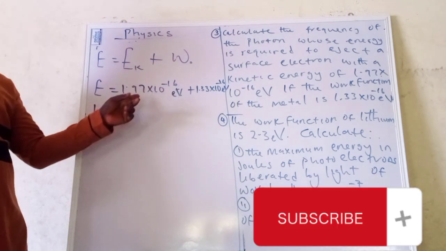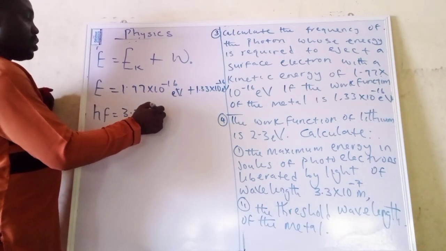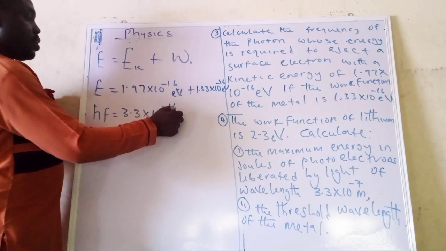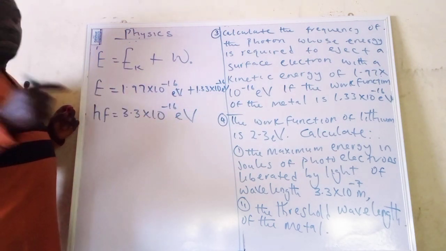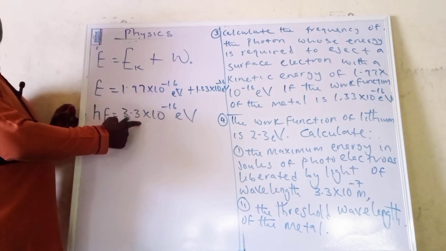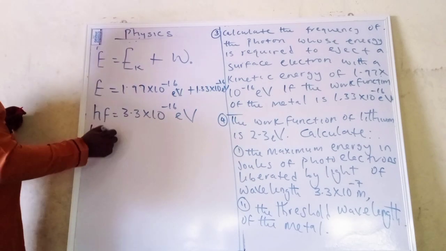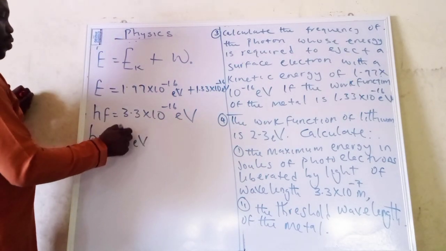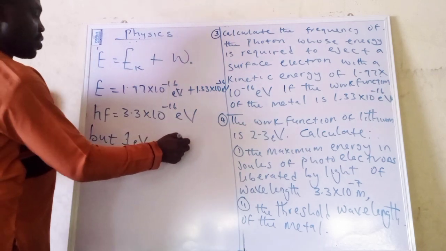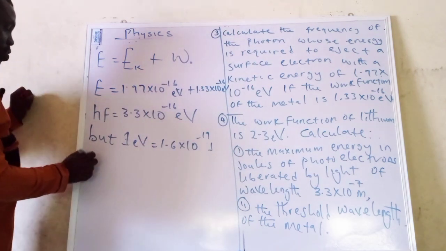So it's 3 times 10 to the power what? Minus 16. You got the same thing? Yes, sir. 3.3. There's nothing attached to it. Okay, 3.3 times 10 to the power minus 16. Well, let's remember that 1 electron volt is 1.6 times 10 to the power minus 19 joules.